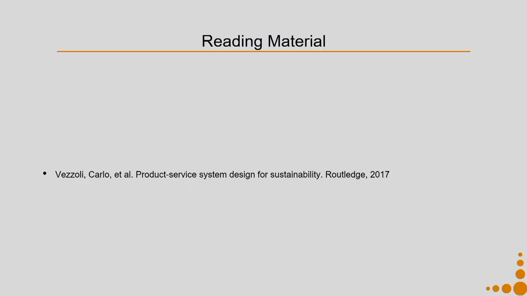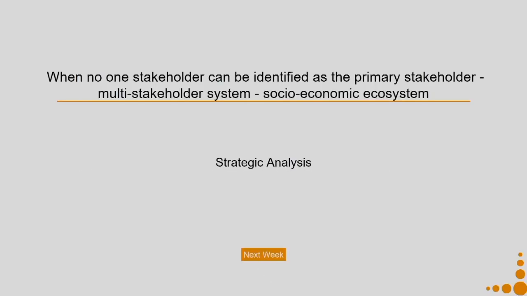The reading material continues to be the same for you. In the next lecture, next week, we will be discussing how to do strategic analysis when no one stakeholder can be identified as the primary stakeholder. That is in a multi-stakeholder system, which is something called a socio-economic ecosystem.